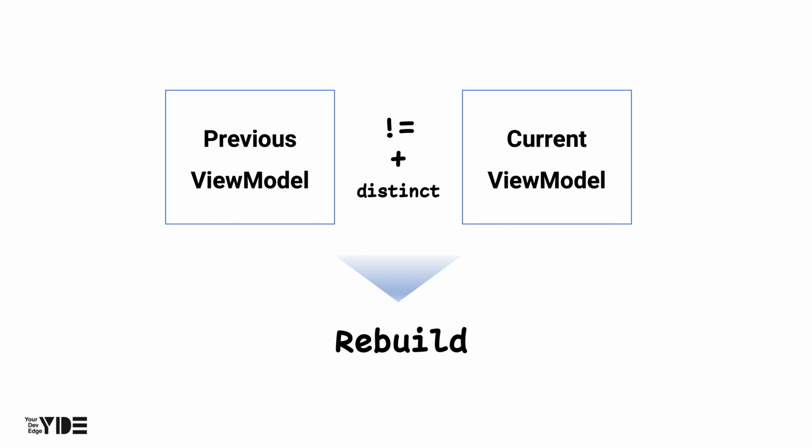Then, the store connector will compare the previous view model with the current view model and rerun the builder if the two view models are different, that is, rebuild the widget. This means that setting the distinct option to true does not automatically mean performance optimization.